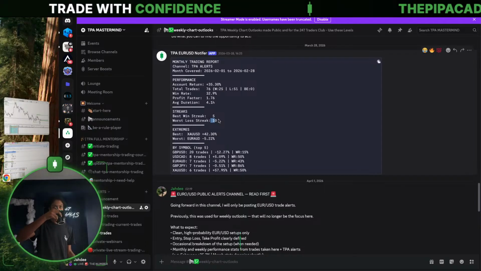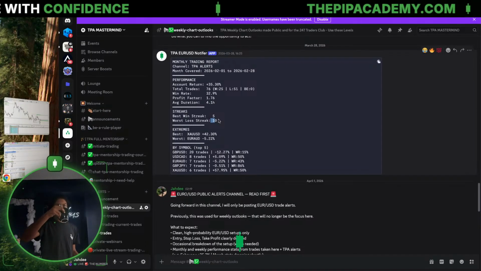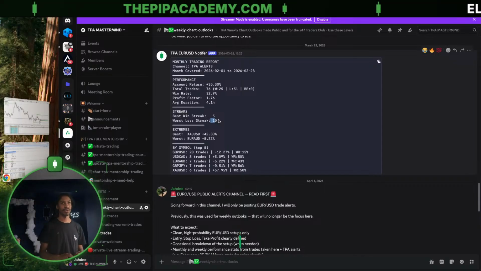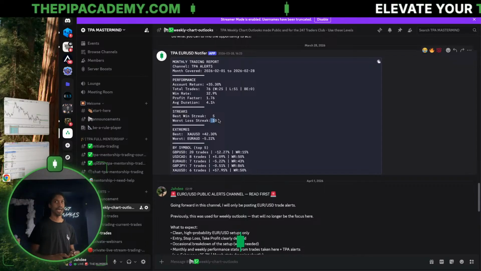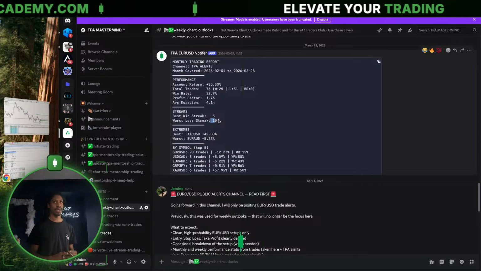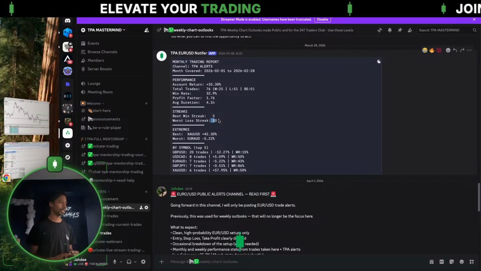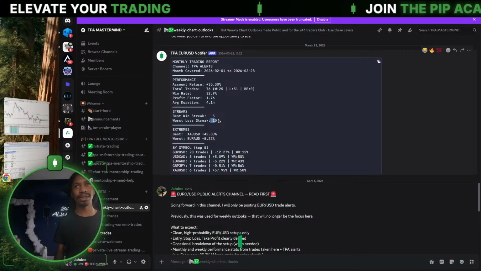But something that I can probably get included here in the next one, but it's not included here, we'll see over in the regular stats, is the average risk to reward that I take on the trades, because that is important as well.